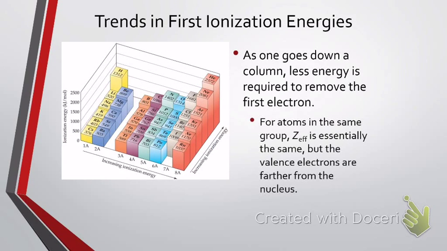This is a cartoon way of showing in 3 dimensions the trends in ionization energy. As one goes down the column, it takes less and less energy to remove an electron, which makes sense because even though they're all in the same family or group, the Z effective is essentially the same. However, the valence electrons get further and further away from the nucleus. Remember, the nucleus has the protons that help hold the electrons in place. And so, therefore, you get down here to cesium or francium, and it doesn't take hardly any energy to remove that first electron, because it's so far away.